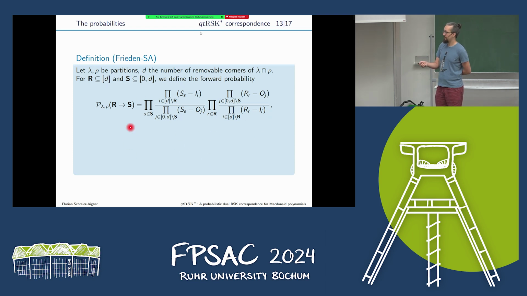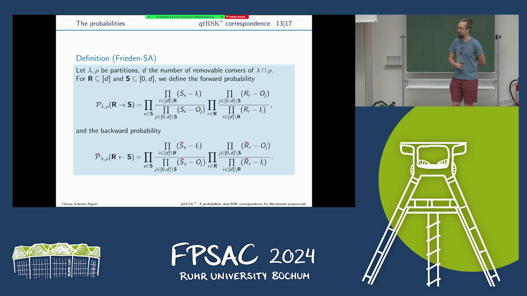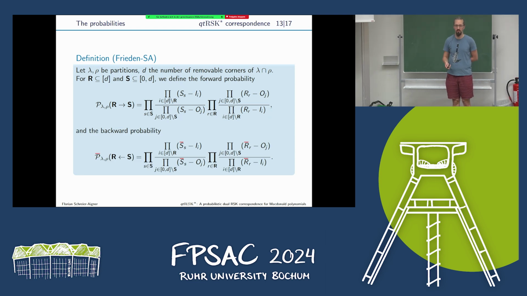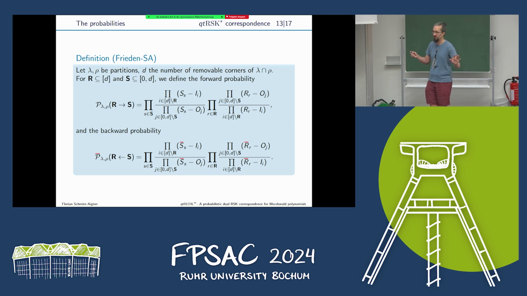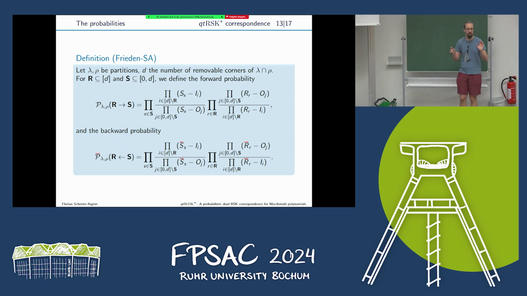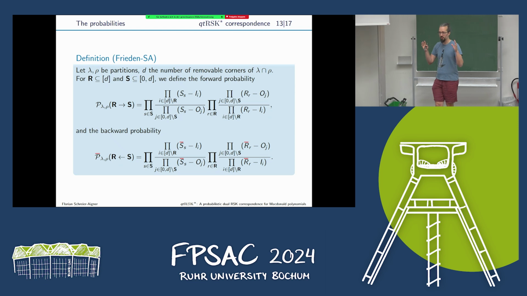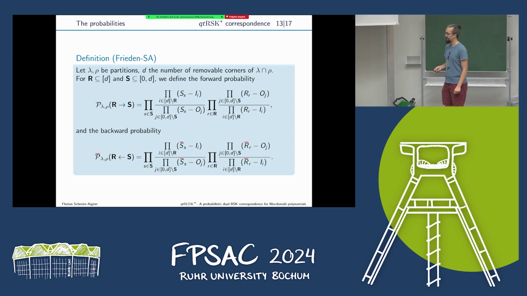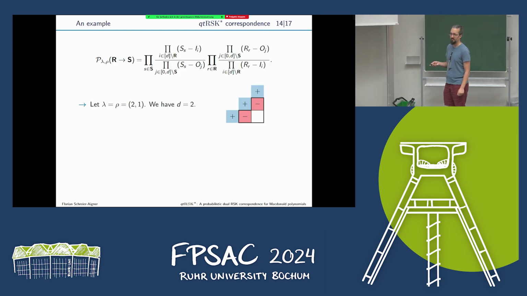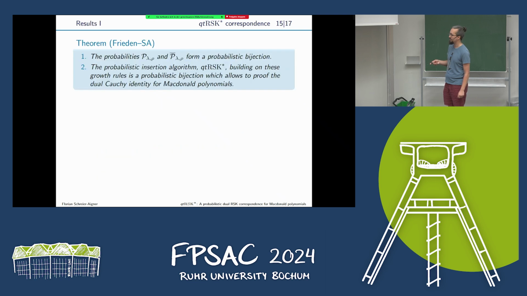So remember, we have a set R of removable points, cells, which we have to map to a set S of addable points. And then the probability can be calculated by just using all these points. And the very nice thing is, for the backwards probability, which is denoted by P bar, what you're doing is you just add bars to all the S's and all the R's. And that's the formula. So the forward probability and the backwards probability both have really small explicit formulas. And I have an example which I should probably skip for time reasons.